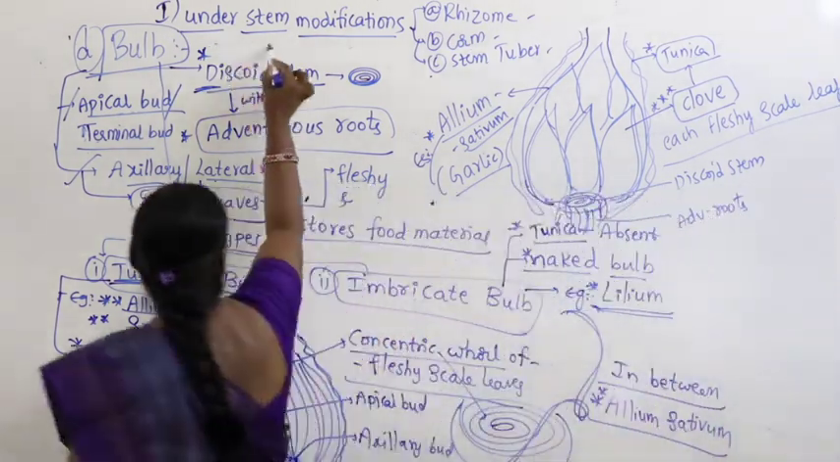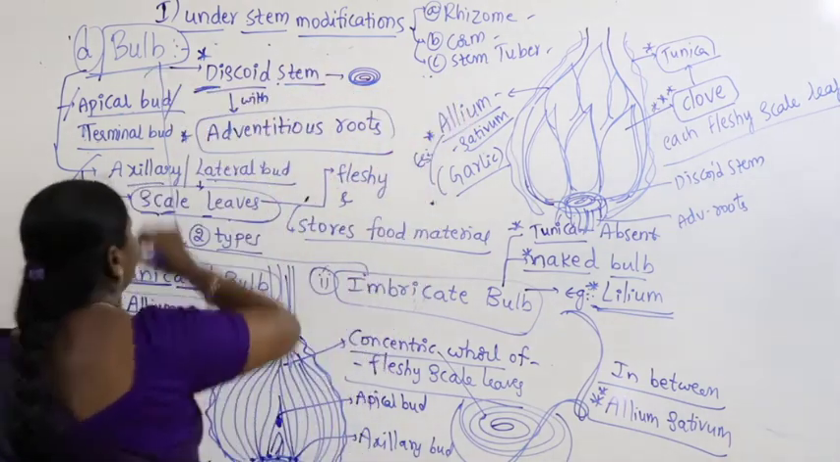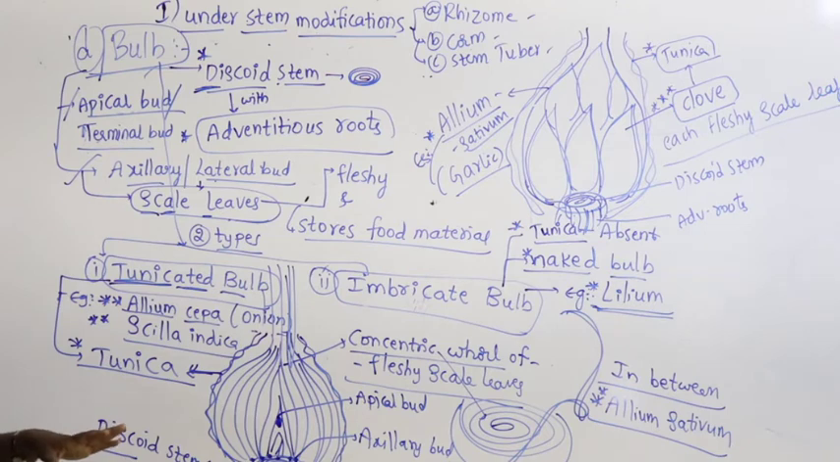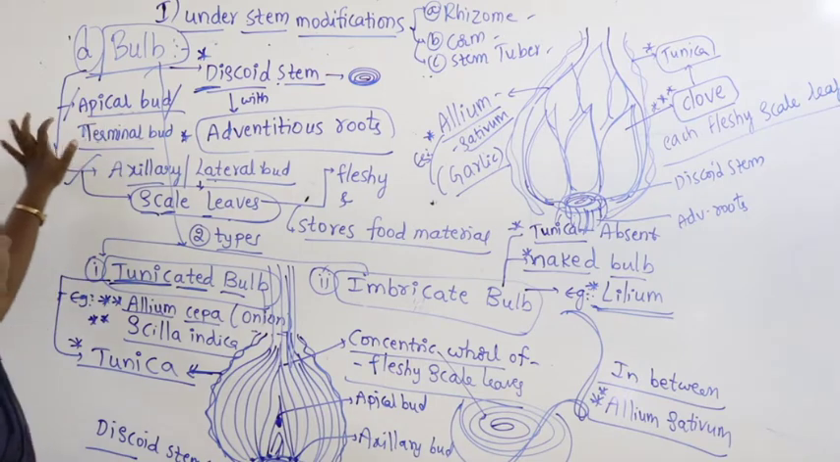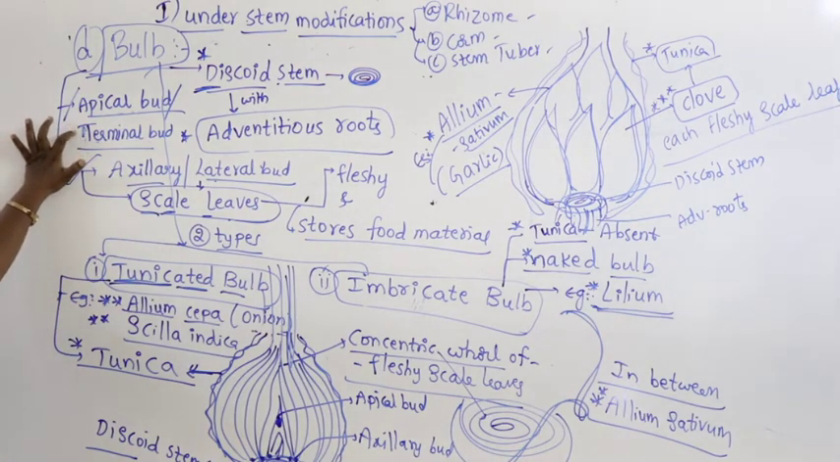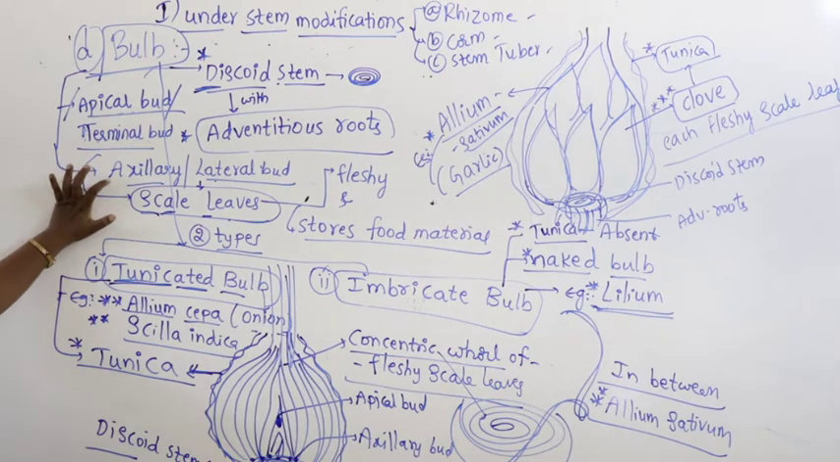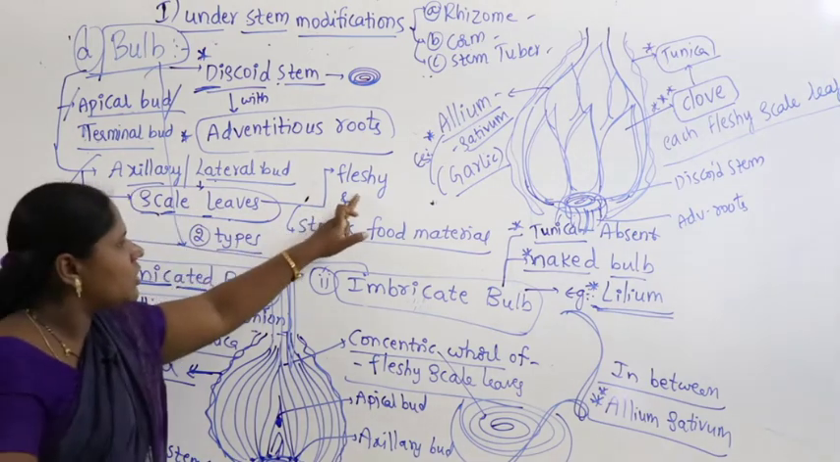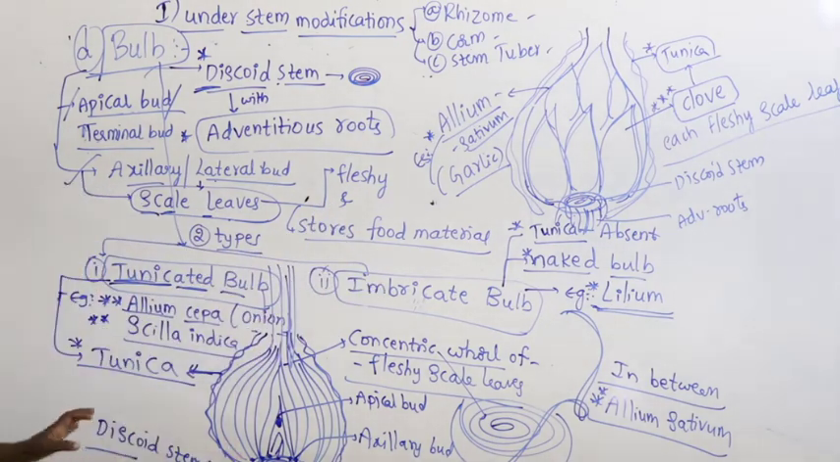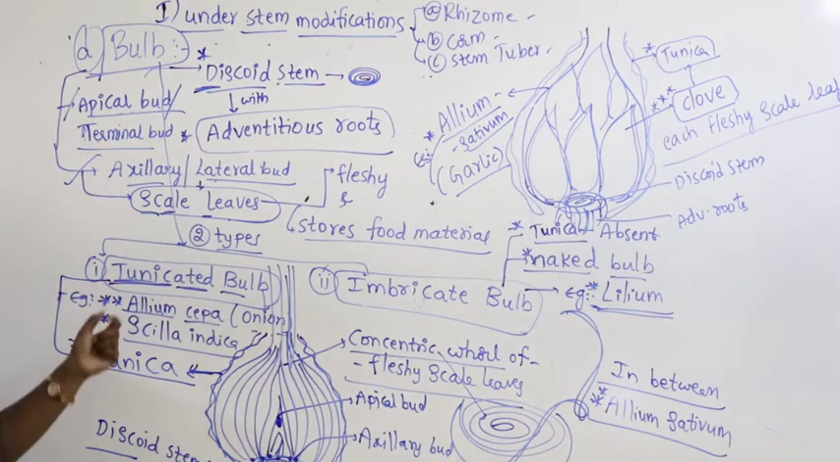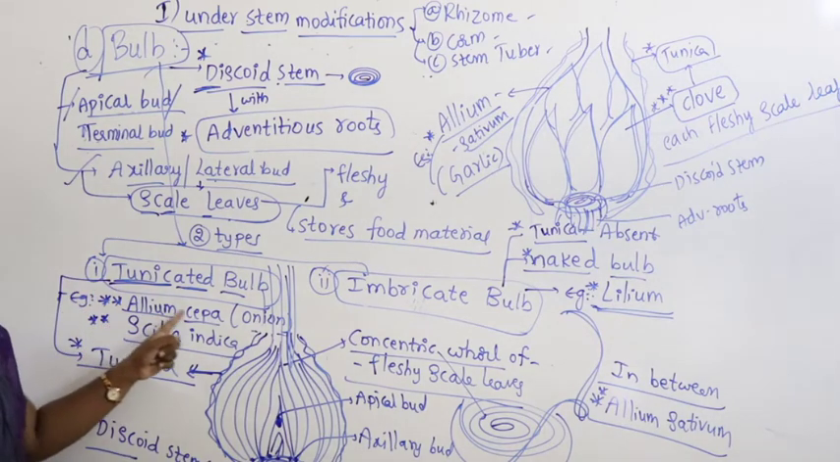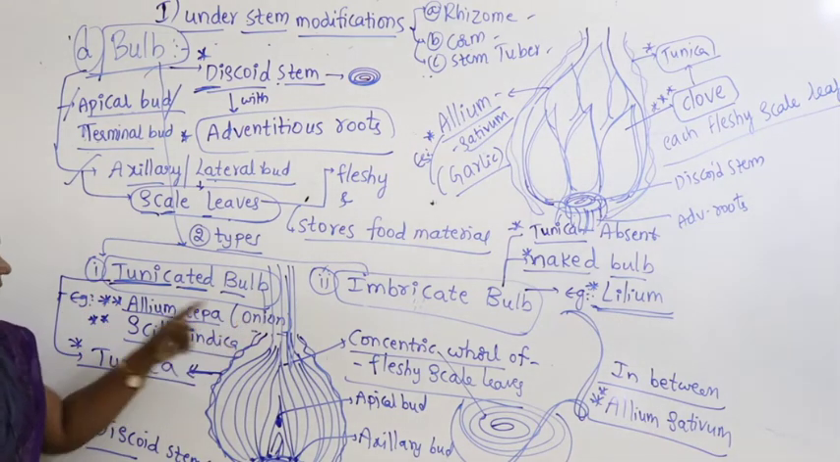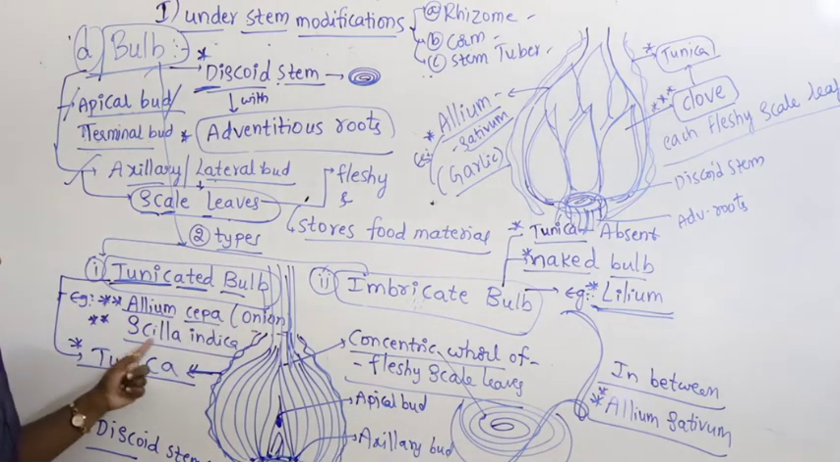In underground stem modifications, the next one is the bulb. So, the common characteristics in the case of a bulb: it contains a discoid stem with adventitious roots. As usual, it contains an apical bud or terminal bud. It shows an axillary bud or lateral bud, and that leads to the formation of scale leaves. Scale leaves become fleshy and store food materials. Right. And the bulb is divided into two types, tunicated bulb and imbricate bulb. Tunicated bulb example: Allium cepa, which is the scientific name for onion, and Scilla indica.